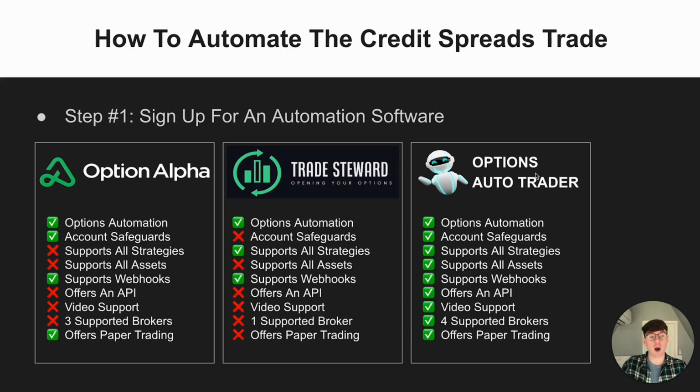Now, you can also use the Options Auto Trader. This allows you to automate options, including futures options, stock options, index options, all of the above. So whether you want to do futures, SPX, or SPY, you can do that here. It supports 4 different brokers, which is the most of all the automation tools. If you need help with anything, you get support in less than 3 hours. And we offer paper trading.